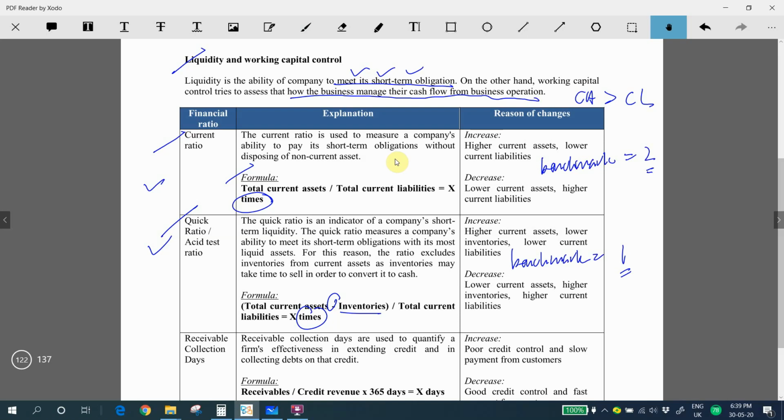It means that in a normal company, the current assets should be 2 times more than the current liabilities. But for the quick ratio, we have to minus inventory. Why do we need to minus inventory? Because inventory takes a longer time to convert into cash.